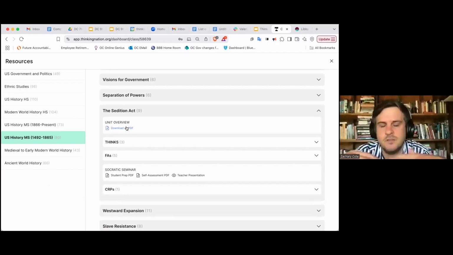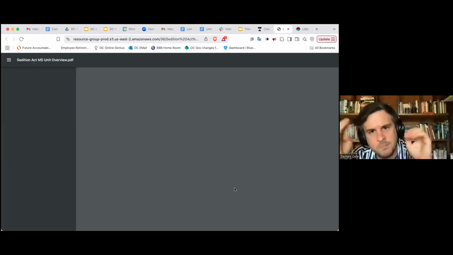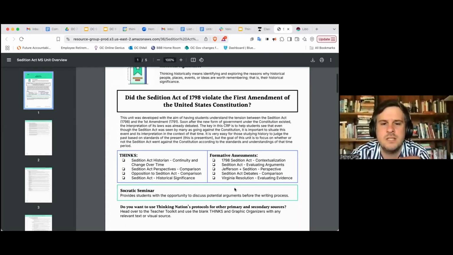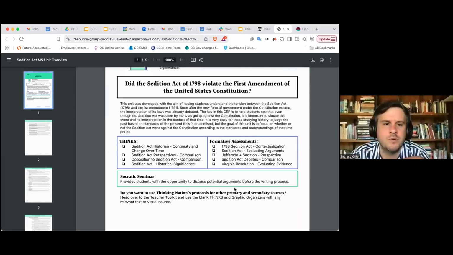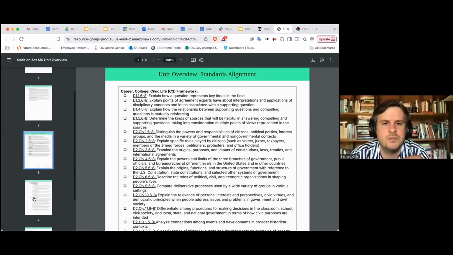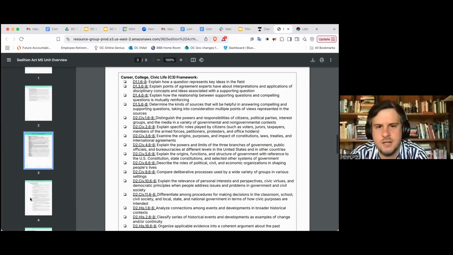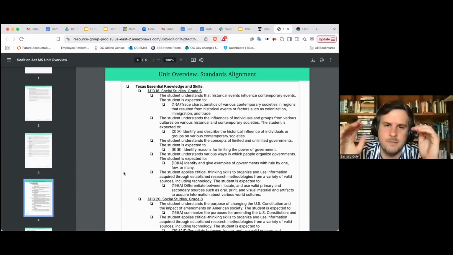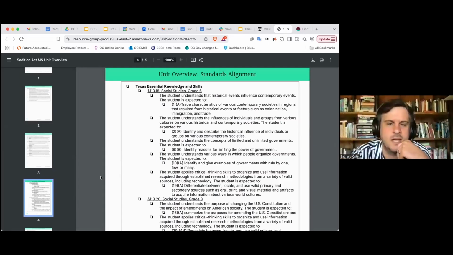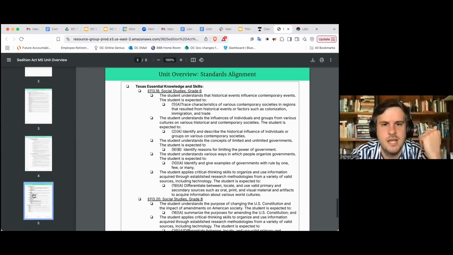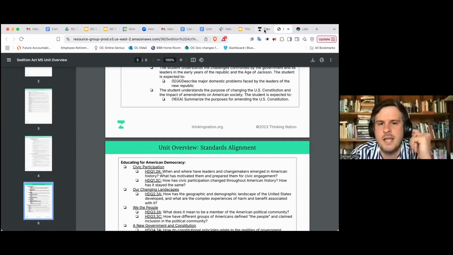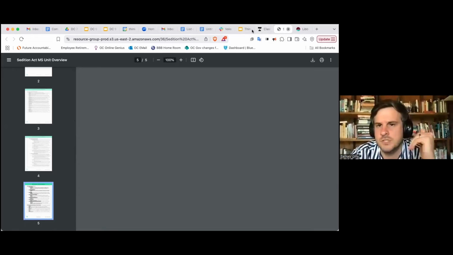All teachers can go straight to the unit overview. This is just a helpful PDF that shows the unit essential question, the associated resources, and a brief overview. And then here are the C3 Framework standards, which are put out by the National Council for the Social Studies. Then you can click on page 4 to see TEKS, the Texas Essential Knowledge and Skills, as well as other national and state standards all listed here. This just provides an overview for teachers.